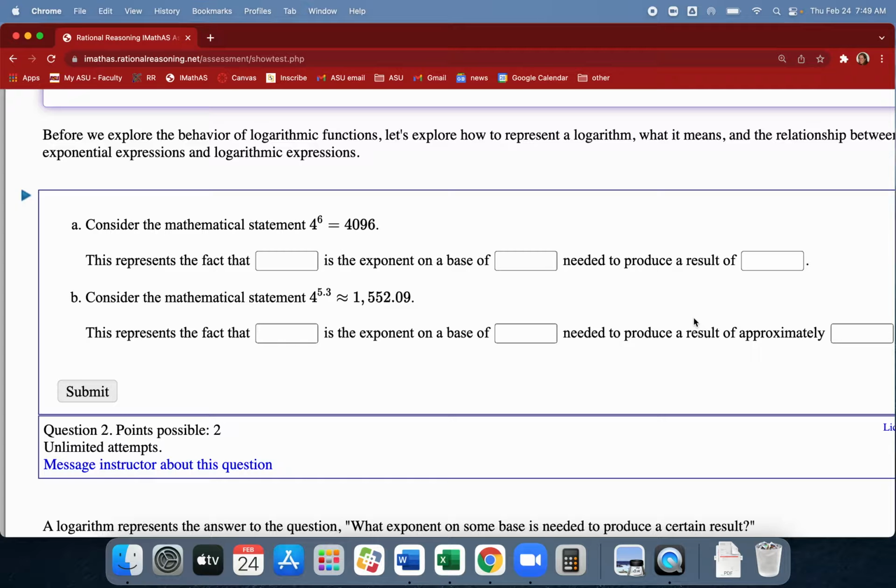All right, so wordiness, but the first blank is an exponent on the base of something else. Oh, the base is 4, the base of the exponent. So this is the exponent. 6 is the exponent on a base of 4 that's needed to, or that does, produce a result of 4096.